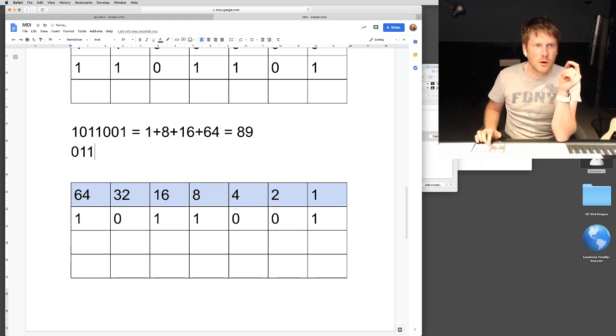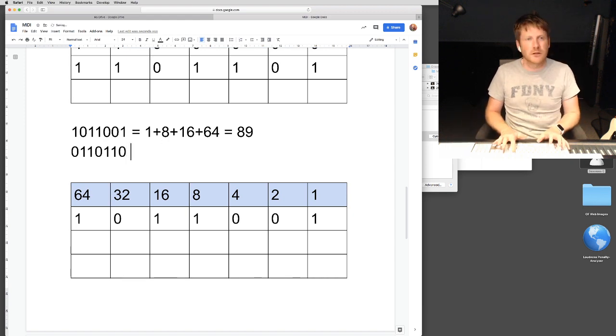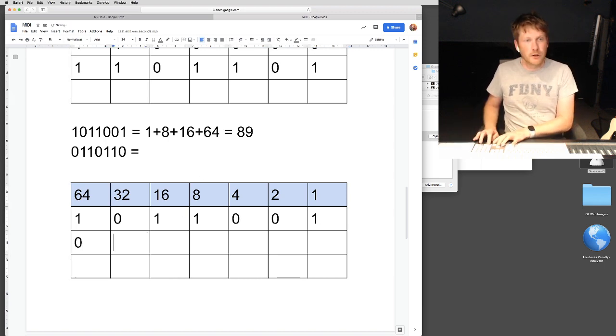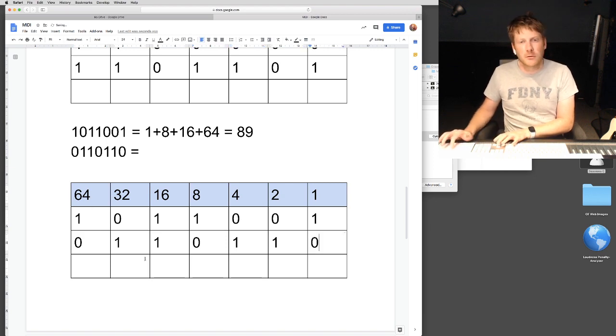Let's pick another one out there. Let's start with 0110110. Is that enough digits? Yeah, 7. Great. Again, I've just totally made this up. Do not know the answers. 1, 1, 0, 1, 1, 0. I do know it's an even number. I can tell that because the last number is 0.